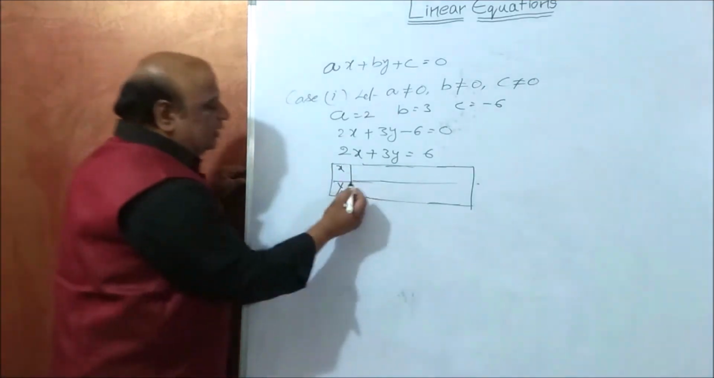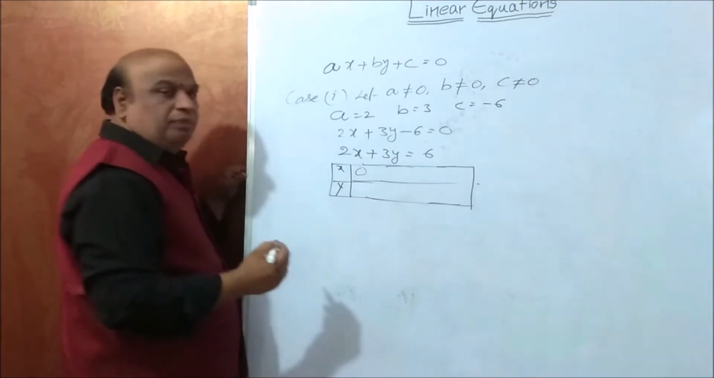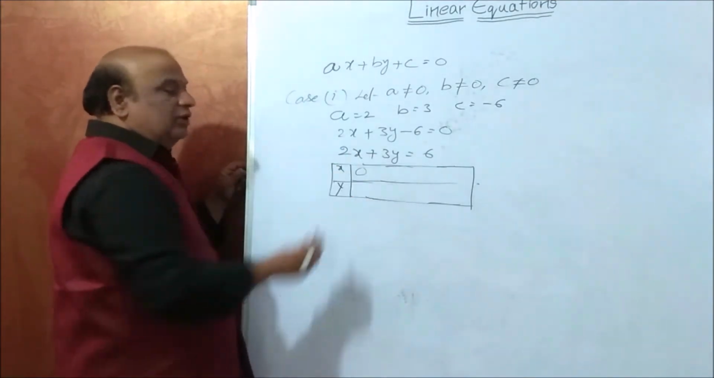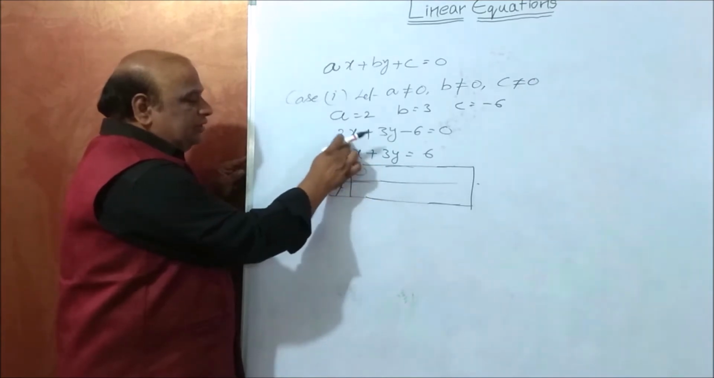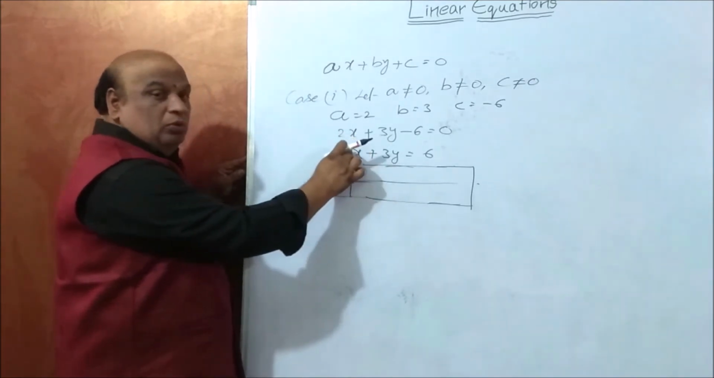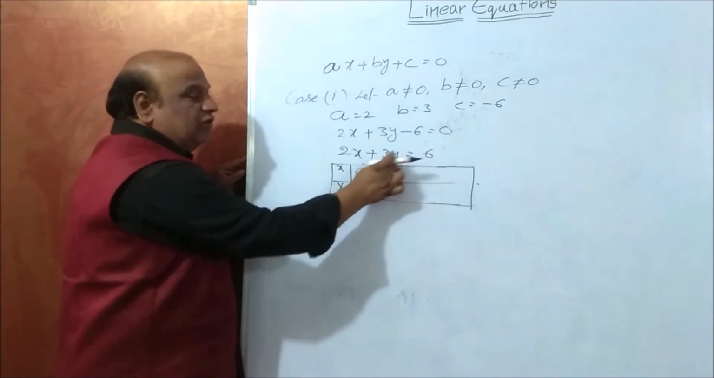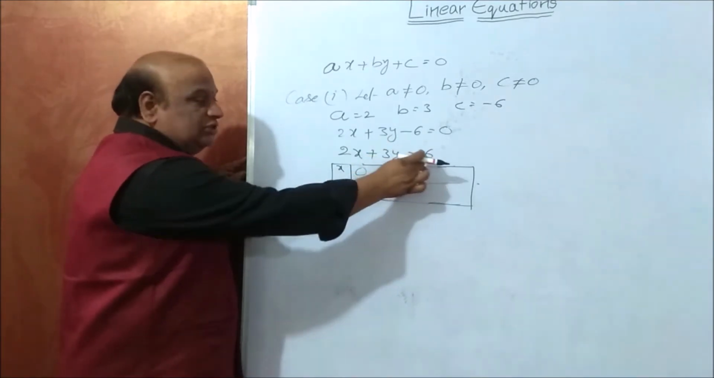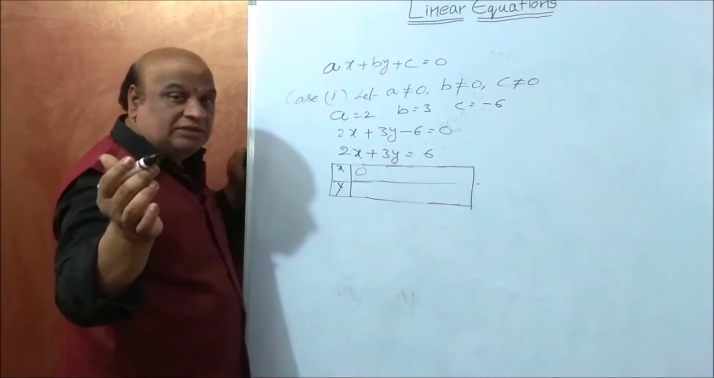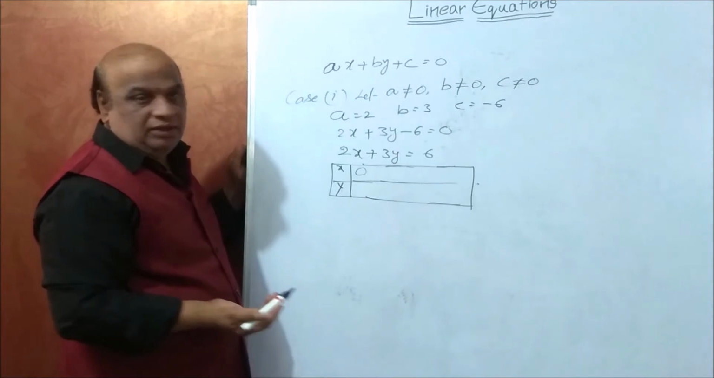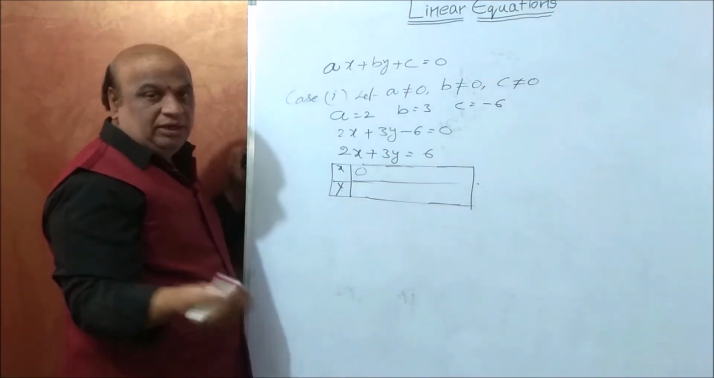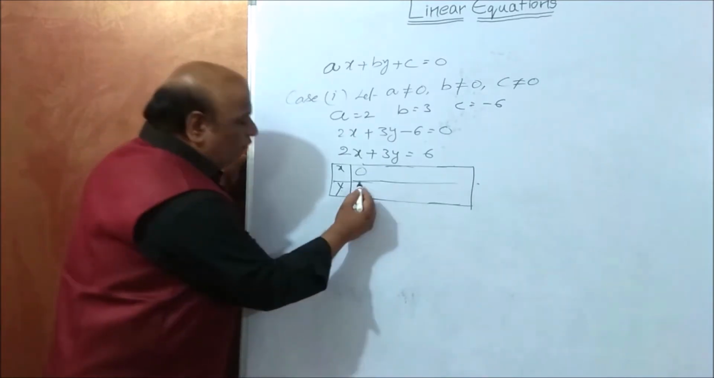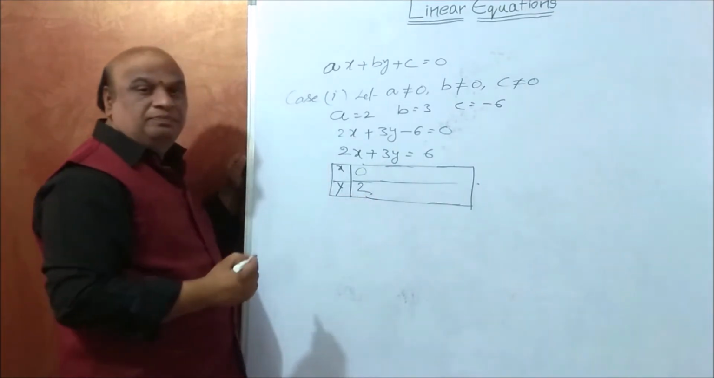Here, first you take x is equal to 0. What is the y value here? If you substitute the x value here, 2x becomes 0. Now 3y is equal to 6, so y is equal to 6 by 3. Three 2s are 6. So the y value is 2.